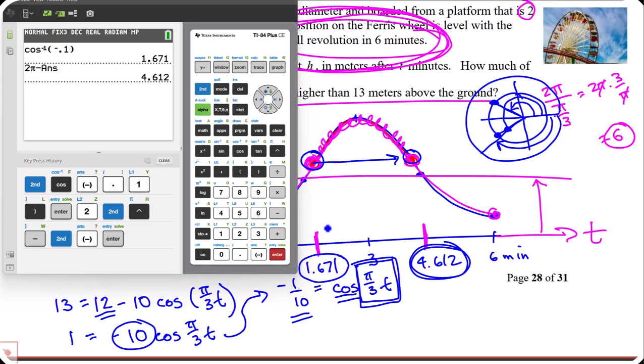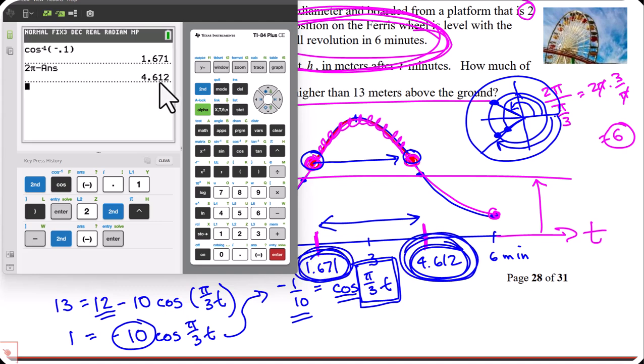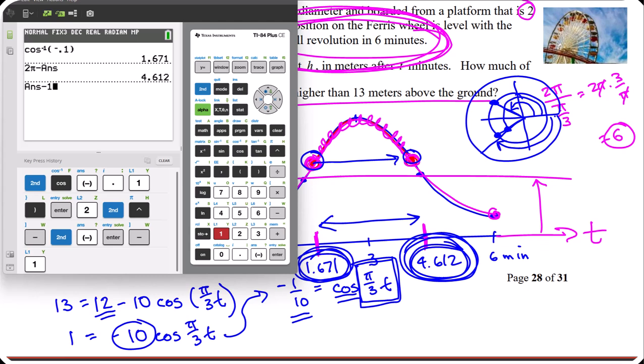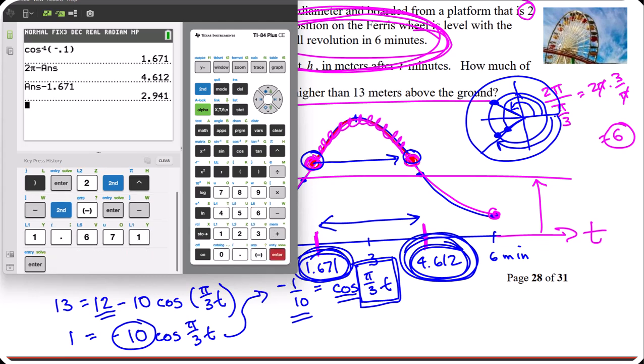So if they want to find the time that it's above here, I can take these two times and subtract them. The 4.612 is already here, so let's just do subtract, and I'll take that recent answer minus 1.671, enter, and that's the time that it was. That's 2 minutes and something, right? 2.941 minutes.